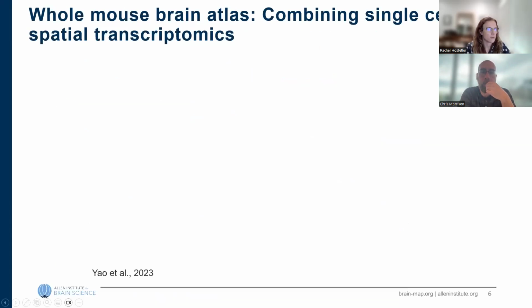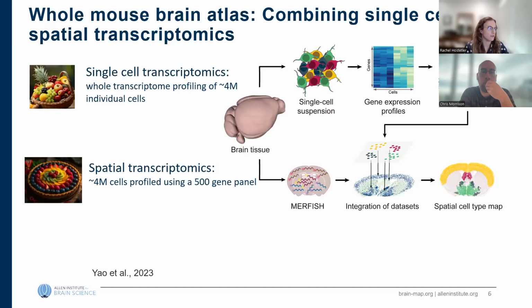All right, so starting with the whole mouse brain atlas. For those who have not heard about this yet, it was both single cell and spatial transcriptomics experiments done to create this atlas. The single cell transcriptomics experiments were done first to create a taxonomy, and over 4 million cells were profiled. Then the information from that taxonomy was used to pick the 500 gene panel for the spatial transcriptomic data, and those were integrated together to make a spatial cell type map.